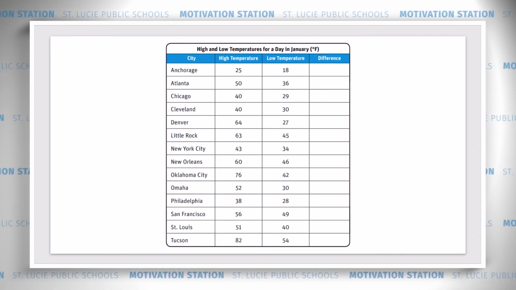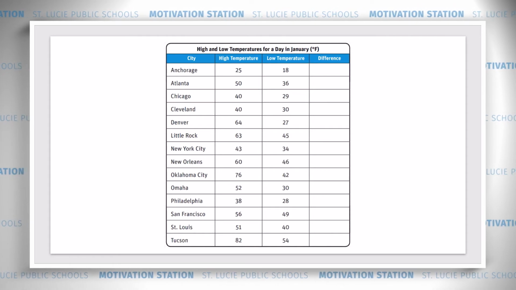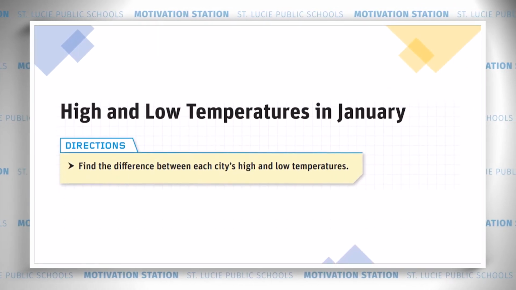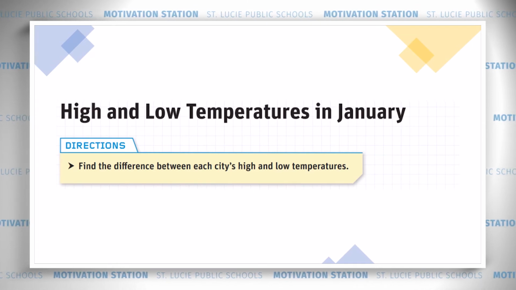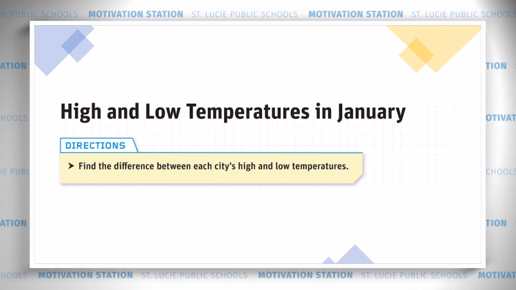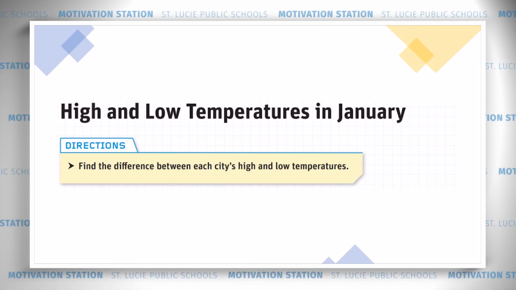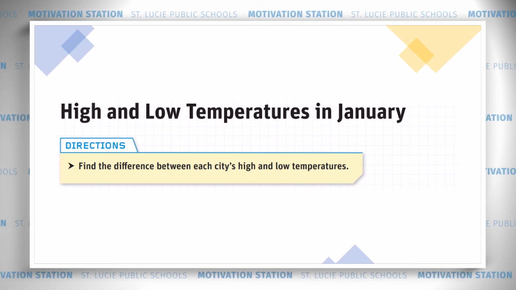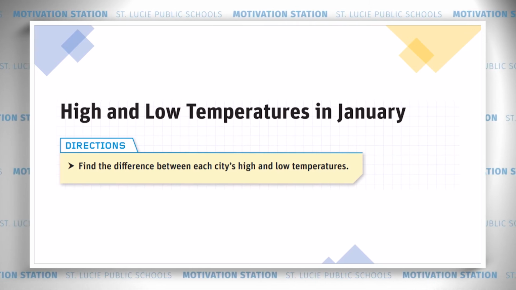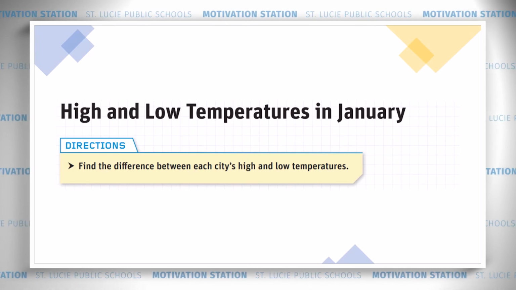We're going to be using this chart to find the difference between high and low temperatures. And that's exactly what the directions are telling us to do. They say find the difference between each city's high and low temperatures. I'm going to do the first 4 with you. I'm going to show you how we can use open number lines, but you can also solve some of these in your head, and that's okay. Here we go.